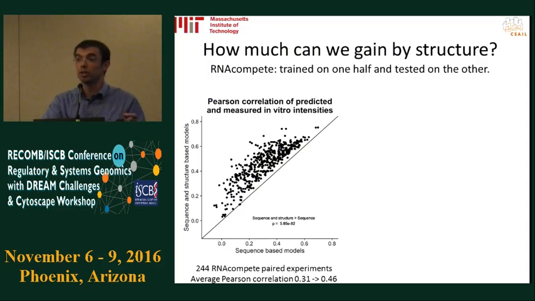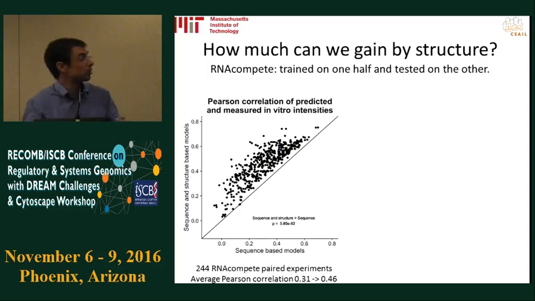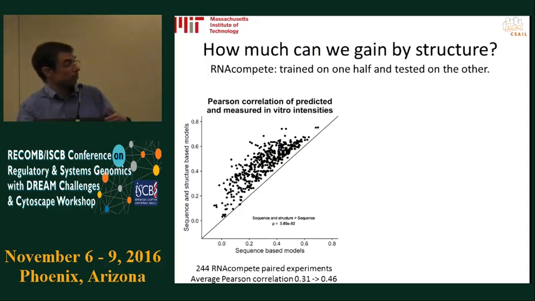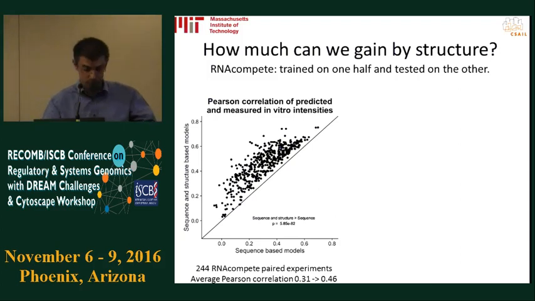And we see an improvement across the board. So all proteins gain from having this additional structural information. And the advantage that we see, the increase in average Pearson correlation, is striking. It goes from 0.31 to 0.46.